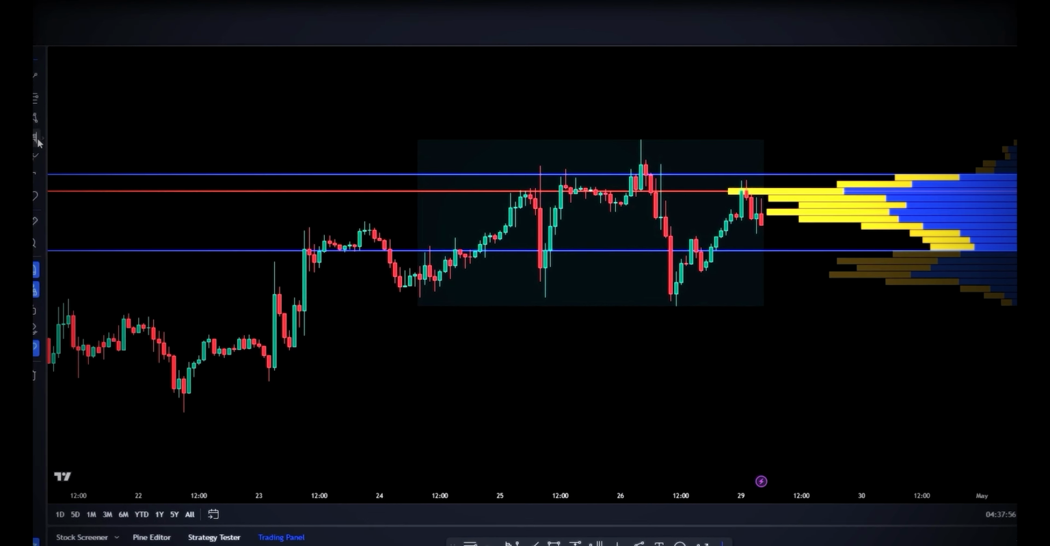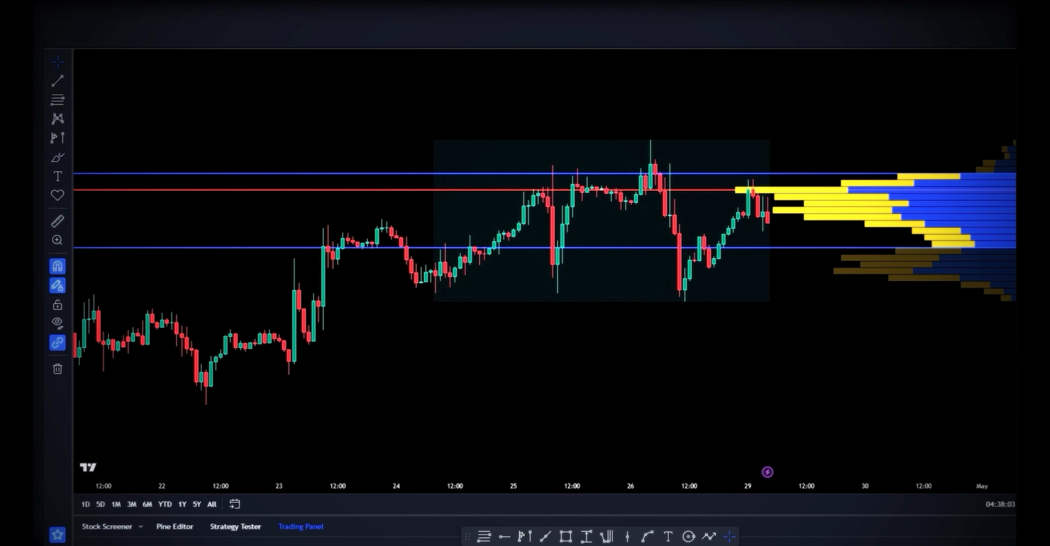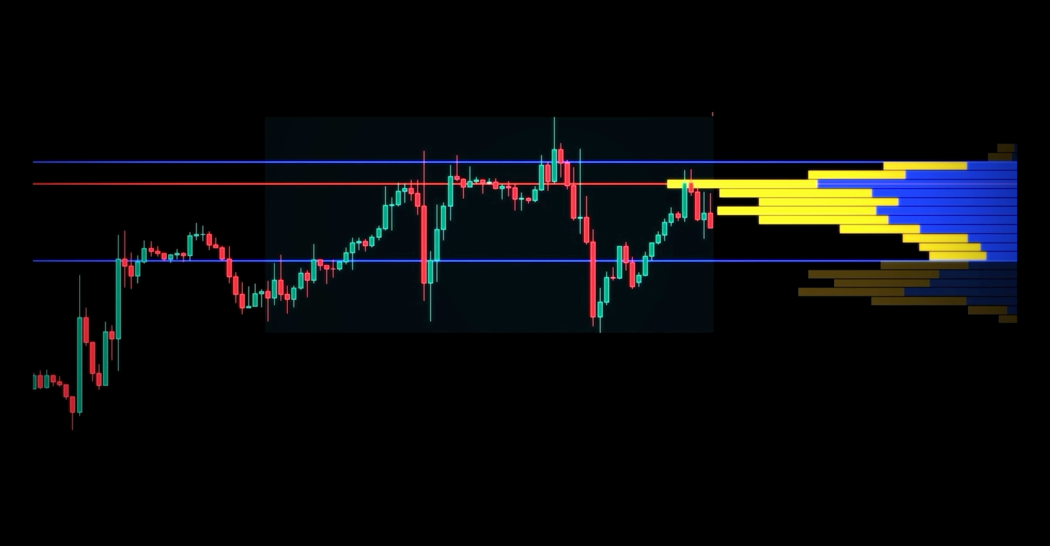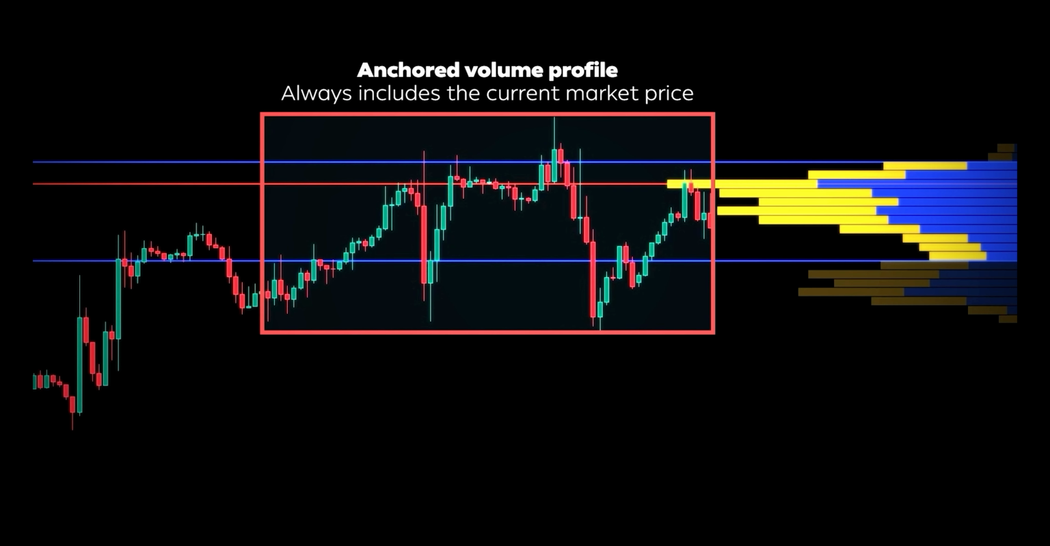Now let's go over fixed range volume profile. You can find this in the same section as the anchored volume profile. But there's a big difference between the two. The anchored volume profile displays volumes at specific ranges that is selected, which includes current market price.